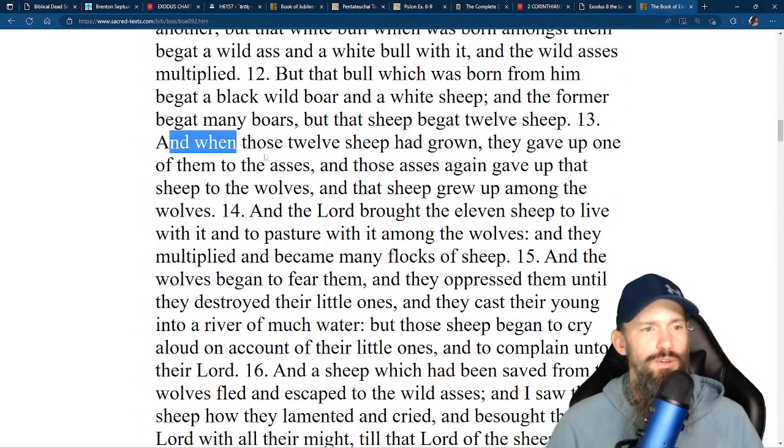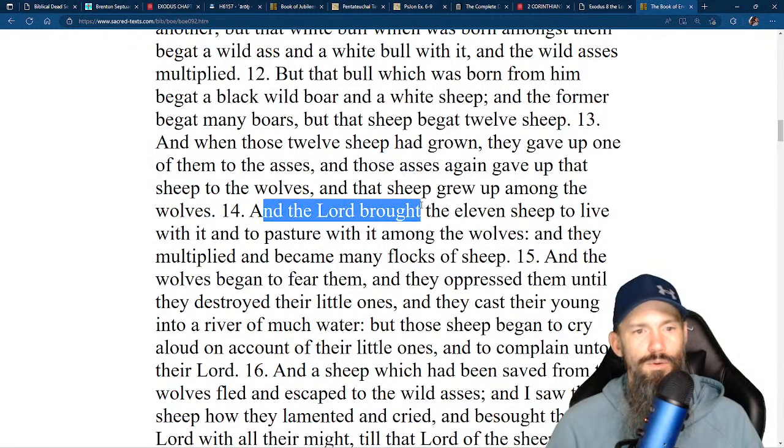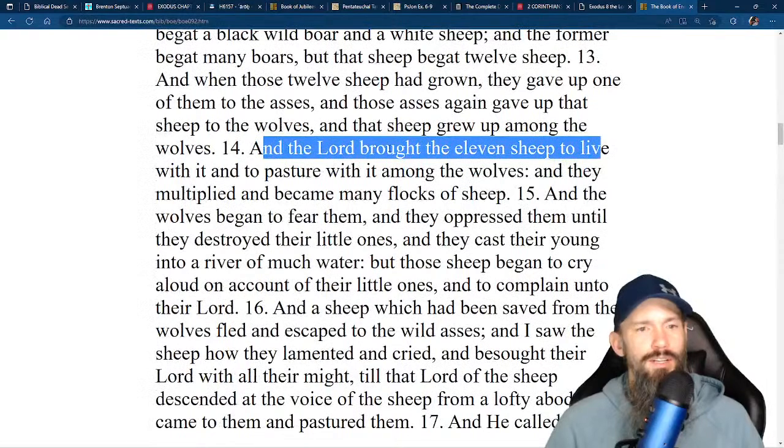Okay, so this is the story of Joseph, and the Lord Yahuwah brought the 11 sheep to live with it. That's the 11 brothers, and to pasture with it among the wolves, and they multiplied and became many flocks of sheep, and the wolves began to fear them, the Egyptians. They oppressed them until they destroyed their little ones, and they cast their young into a river of much water. But those sheep began to cry aloud on account of their little ones, and to complain unto their Elohim, Yahuwah.